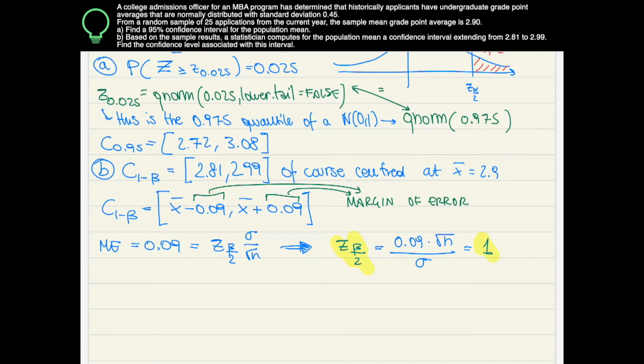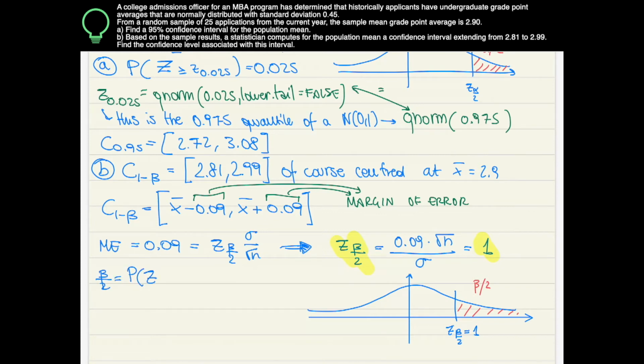But how can we retrieve beta? Well, let's look at this representation. If we plot a Gaussian density, we know that z beta over 2 is equal to 1. We know that this area here is beta over 2, right? So in order to find what beta is, just because beta over 2 is equal to the probability that Z, which is a normal distribution, is greater than 1, I can simply compute beta as 2 times the probability that a normal distribution is higher than 1.